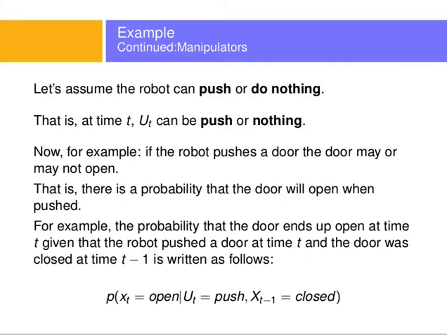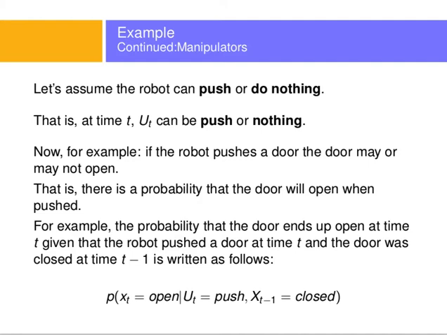Now let's assume the robot can push or do nothing. It has an arm that can push or do nothing. That is, at time t, u sub t can be push or it can be nothing. Now, for example, if the robot pushes, the door may or may not open, right? The robot might not have the strength to push the door, and we don't know if the door opened. So when pushed, there's a probability that the door will be open.